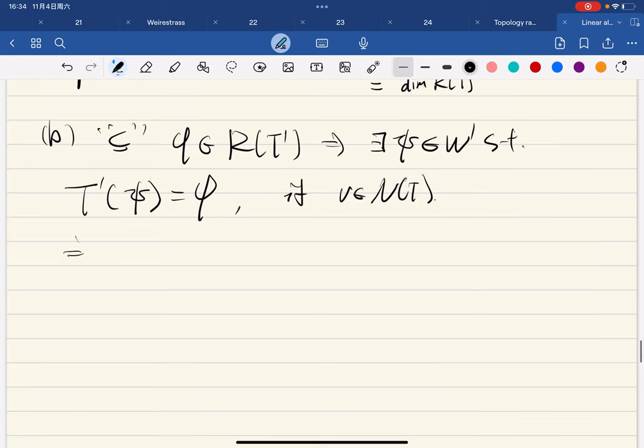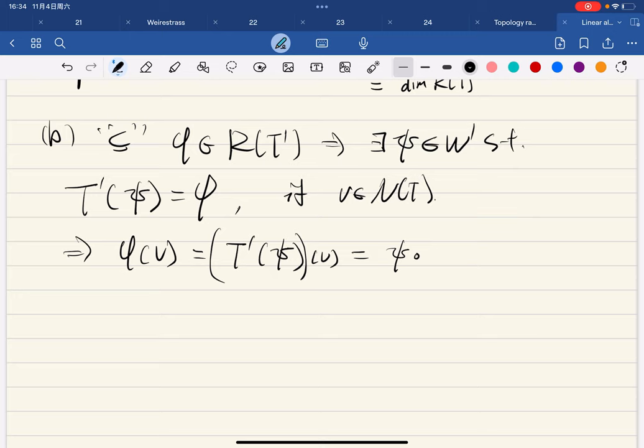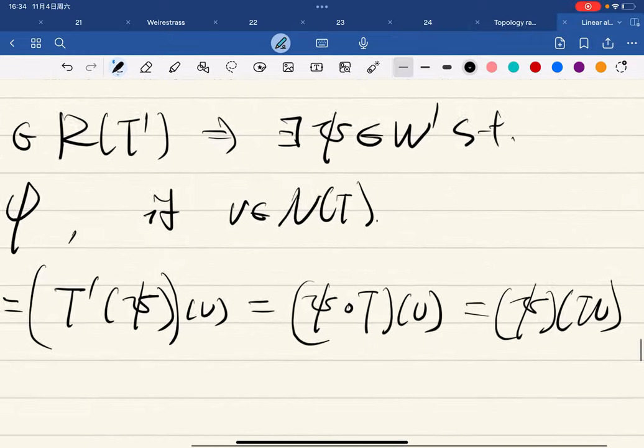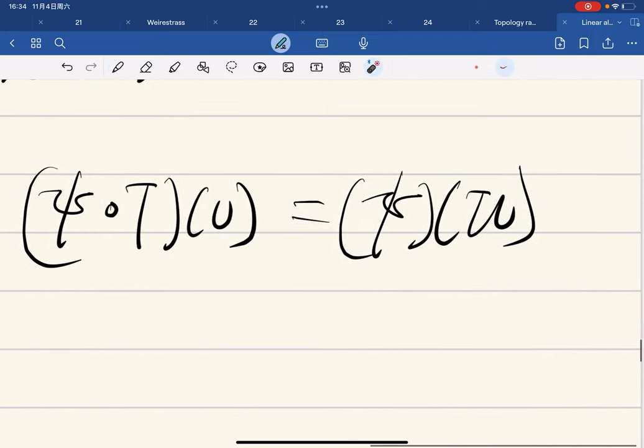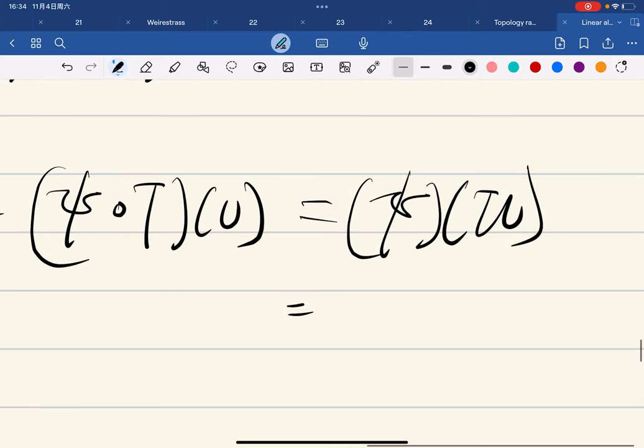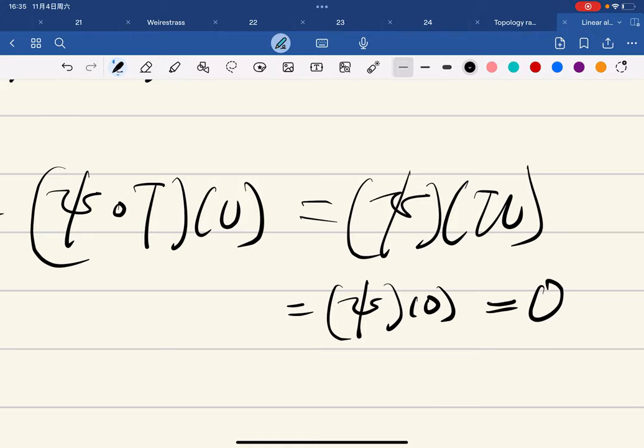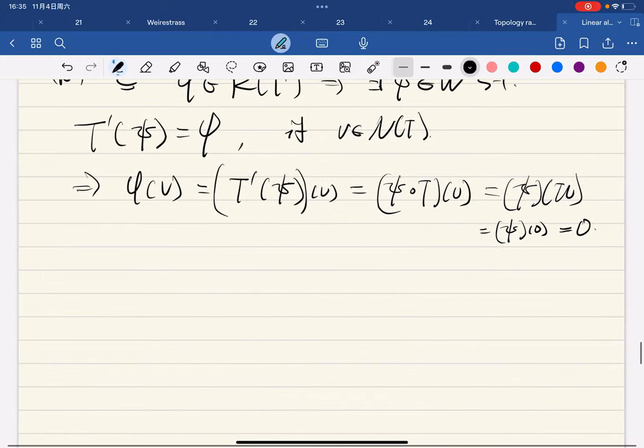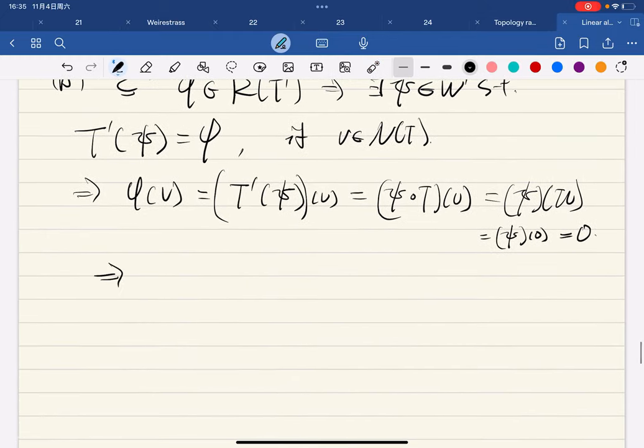Which means that phi of v is T prime of psi of v, which is equal to psi of T of v. And because v is in the null of T, this is psi of zero, which is equal to zero, because a linear functional maps zero to zero, right? We all know this. So phi is in the annihilator of null T.